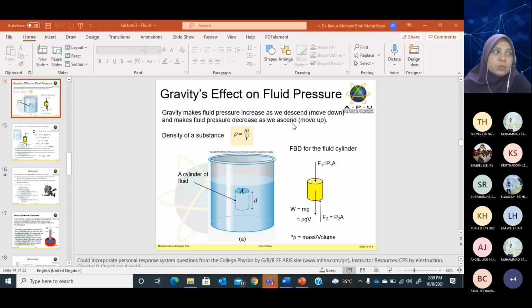Okay, so gravity effect on fluid pressure. So actually use the formula P equal to F per A also, got from top and from bottom. Other than that, you need to use W equal to mg. So you need to find the rho. Rho is mass per volume. So how to measure volume?